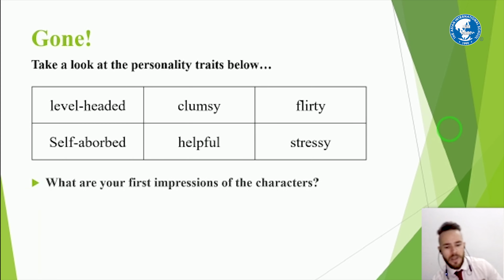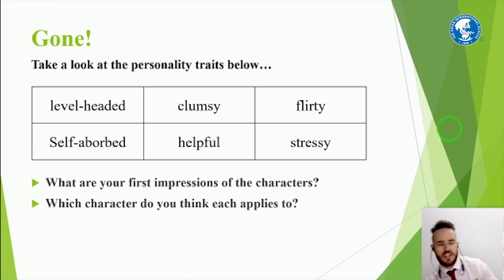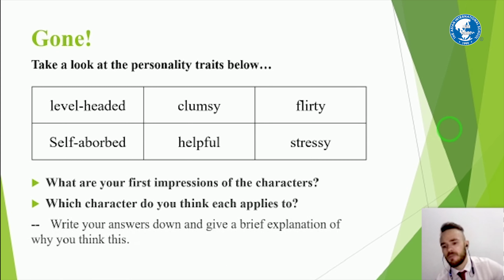So I hope that was clear. What are your first impressions of the characters in the script? And which character do you think each of these words apply to? Again, I'm going to ask you now to pause the video and write these things down in your notebook. And if you can as well, also maybe give a brief explanation of why you think this is. For example, I think Hank is level-headed because... Okay? If you can do that for each of those, and once you've finished, please resume the video and we'll continue.